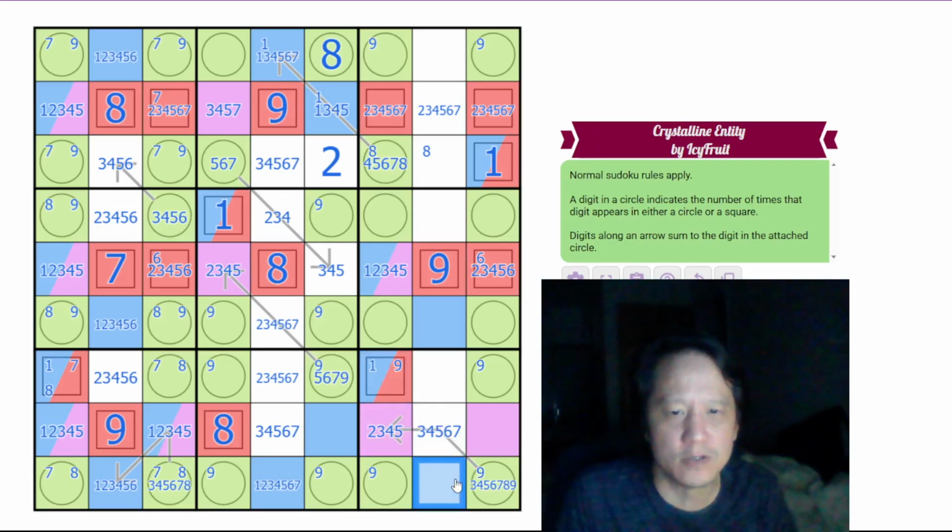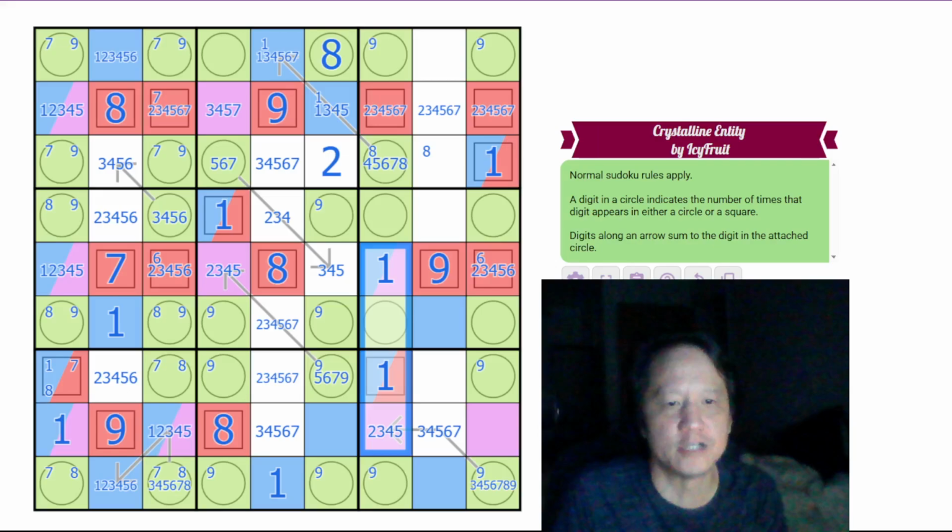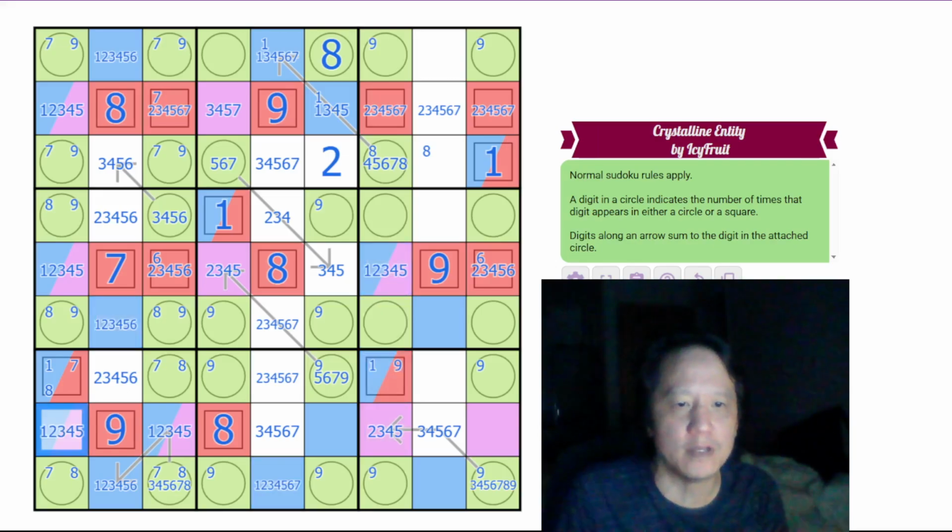Okay, so can this be 1? Probably. Right? If this is 1, that eliminates 1 here, so that forces 1 to be here. 1 can't be here, so 1 has to be here. Therefore, this 1 eliminates 1 here, but it has to be here. And there's a contradiction. So this can't be 1 either.